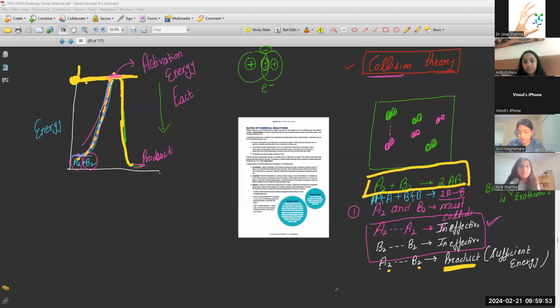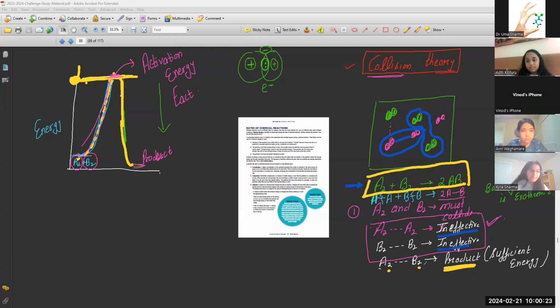Okay, what Aditi is trying to say is that this is the reaction. You see the reaction, Kyra, here? In this reaction, the first condition is that A2 and B2 must collide. If this one is colliding with this, do you think you will get the product? No. If these two greens are colliding, do you think you will get the product? No. So those collisions are called ineffective.